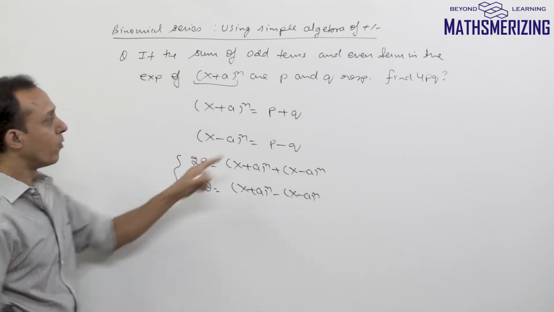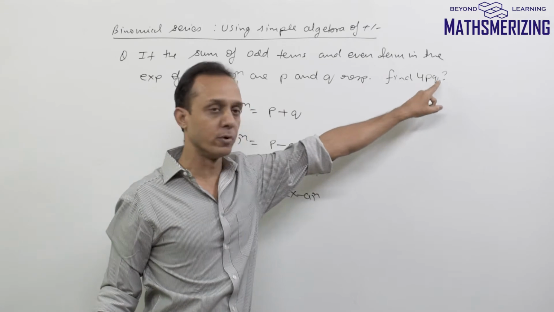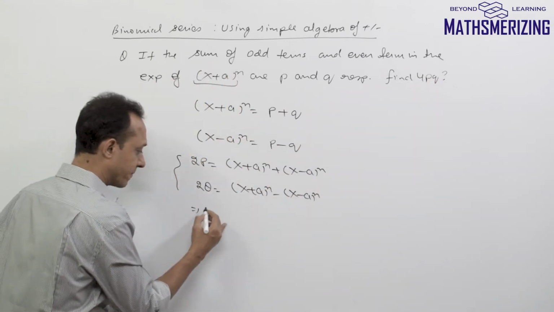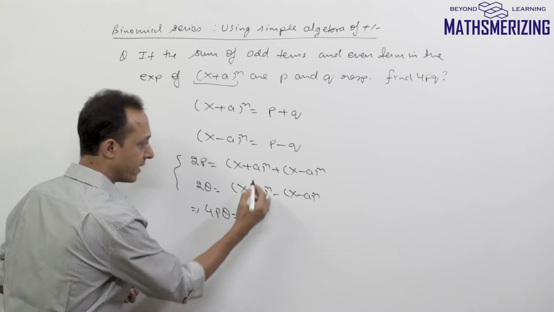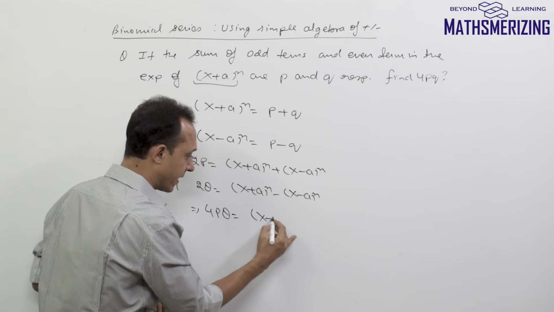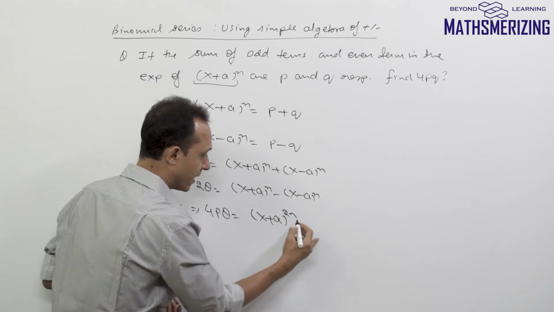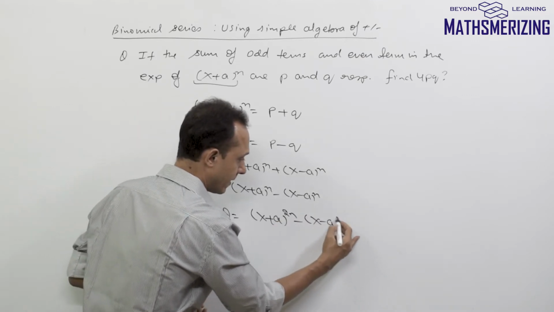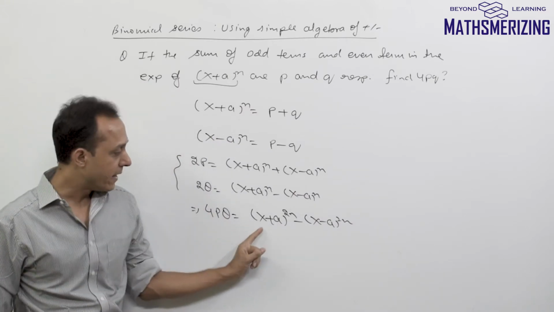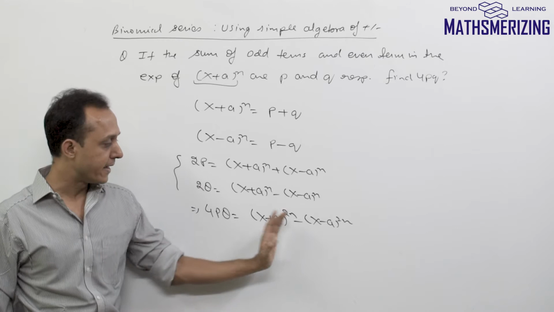Now I need 4pq. So I'm simply going to multiply these two. If I multiply these two, I'll get 4pq, and it is (a + b)(a - b), which is a² - b². So I'll write it as (x + a)^2n - (x - a)^2n. So the answer to this question simply will be (x + a)^2n - (x - a)^2n.